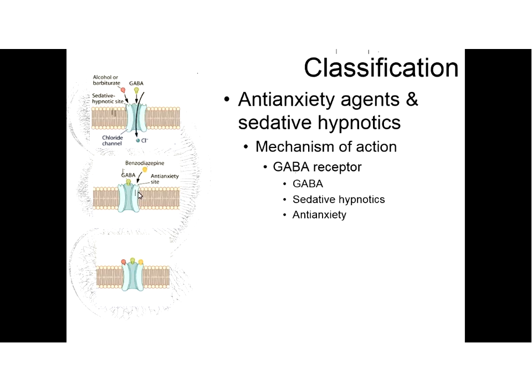So while alcohol or barbiturates are direct agonists, in that they can all on their own cause this channel to open, benzodiazepines basically help GABA. So they're indirect agonists in terms of helping GABA to have its effect here. They might do something where they cause GABA to stay bound a little bit longer.